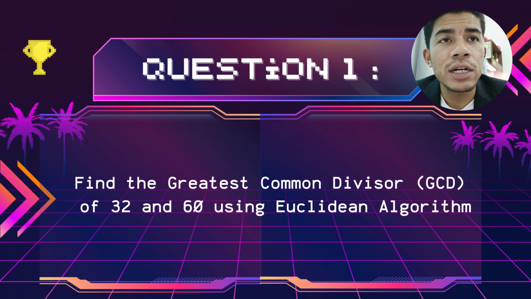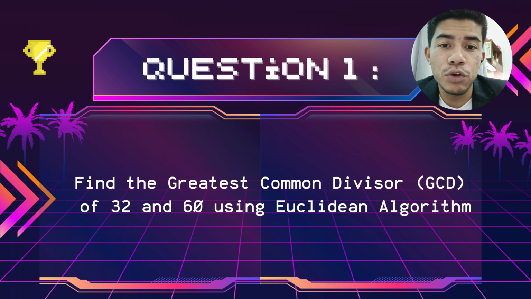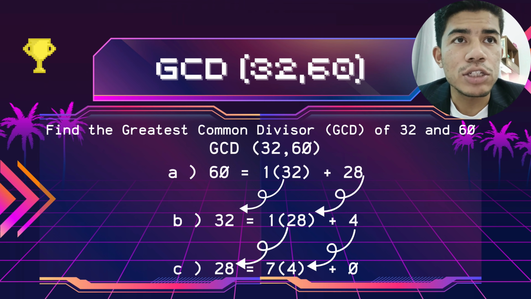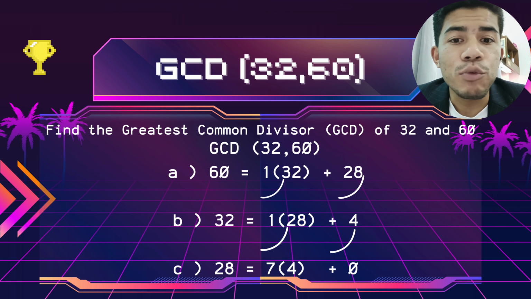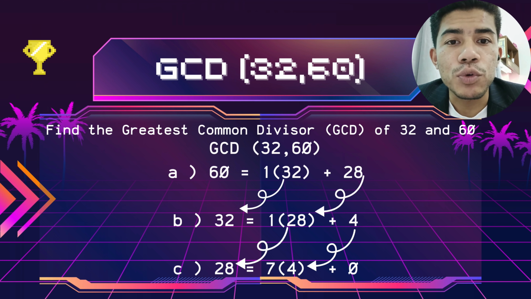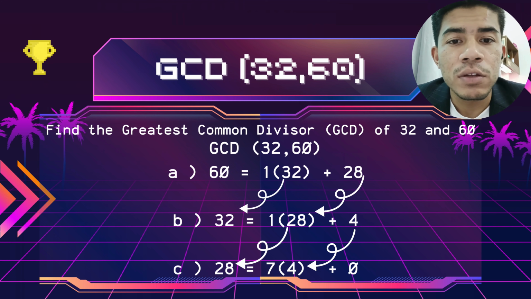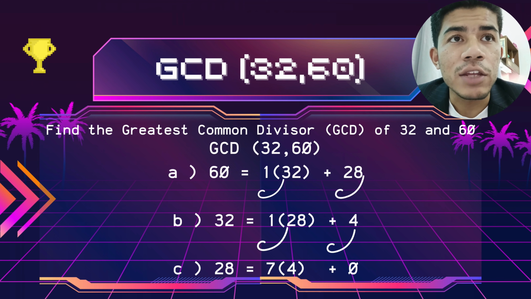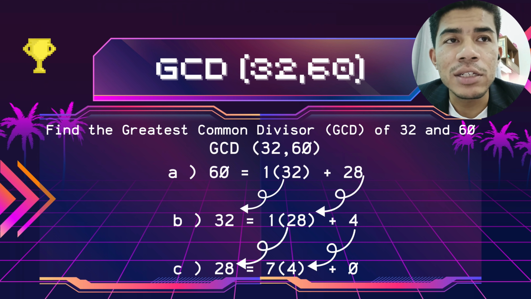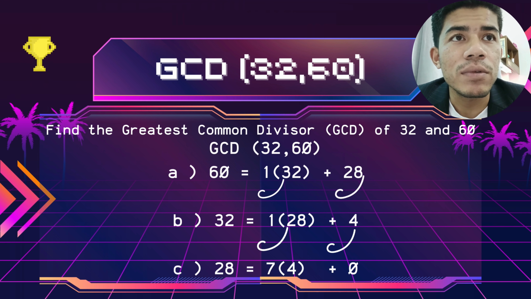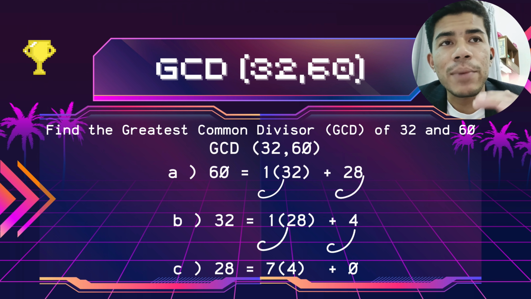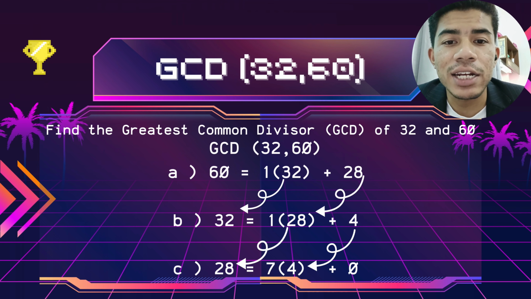Alright, for question 1, I would like to find the greatest common divisor (GCD) of 32 and 60 using the Euclidean algorithm. So let's go. In this solution, to find the answer, we need to calculate until the right side gets zero. First of all, we divide 60 by 32 and get the remainder of 28. Then we go step by step by the arrows in the slide until we get zero.